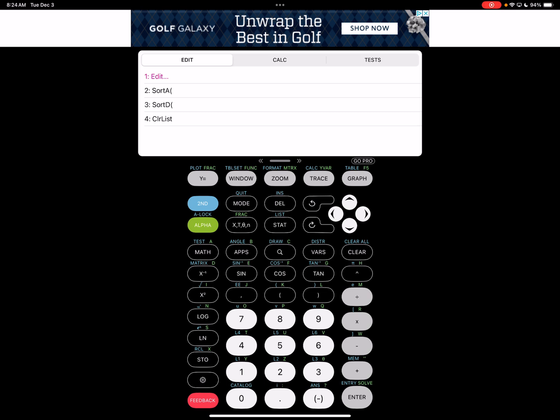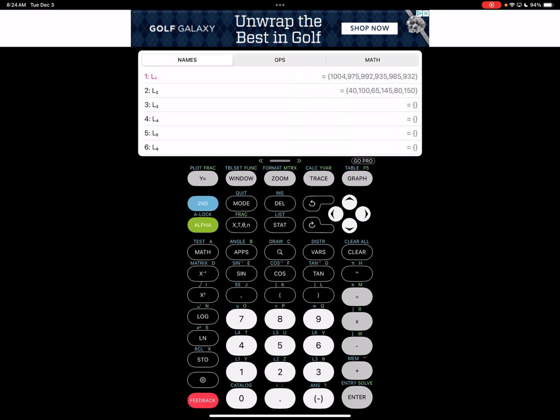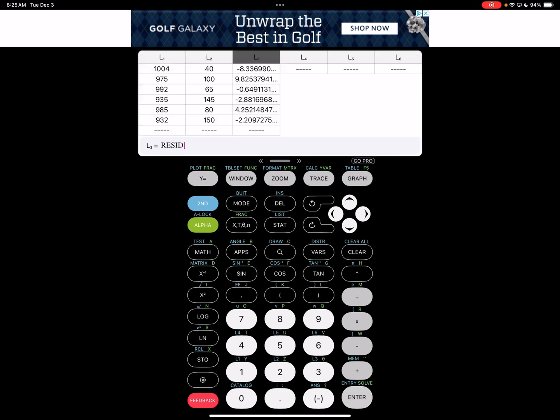All right, so when you're in edit, hit enter. We're going to arrow over and up to highlight L3. Does everybody see that? And then we're going to click second stat. And it shows you in L1, you've got all those values. And L2, you've got all those values. I'm going to arrow down to option 7. It should be option 7 on yours. It might be option 8. But do you see how it says resid? So those are residuals, okay? I'm going to click enter, and I'm going to click it again. And it's going to put them in L3.